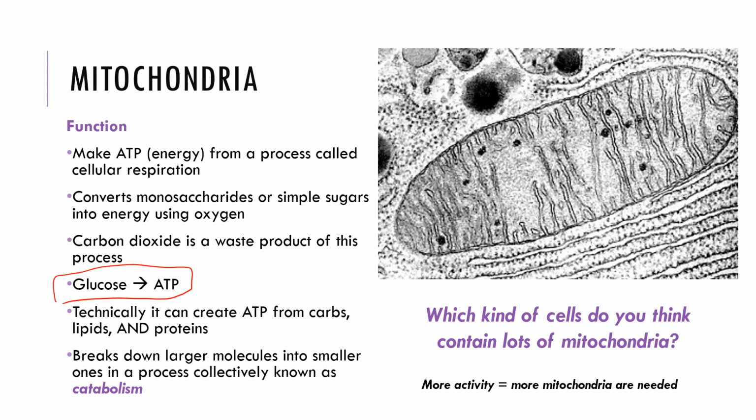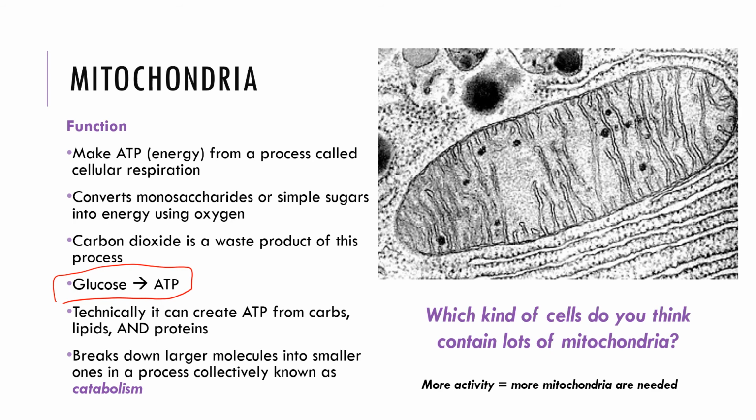Now, when we take larger molecules like our food and break them down into smaller ones, and then we use them in this process of cellular respiration, that whole process is called catabolism. Breaking down material to get the energy out of it is catabolism. When we build up molecules, like when we build proteins, that's anabolism. Put both of those two things together, catabolism and anabolism, and you get your metabolism, basically the sum of all the reactions going on in your body.